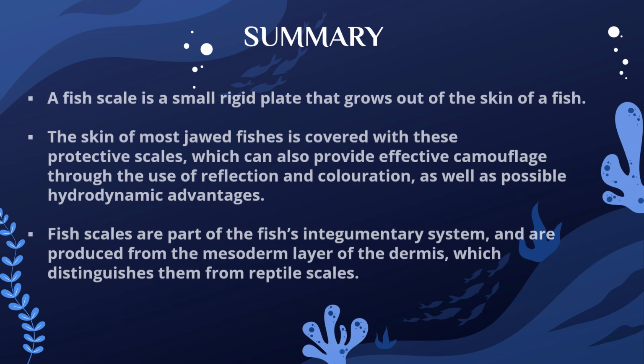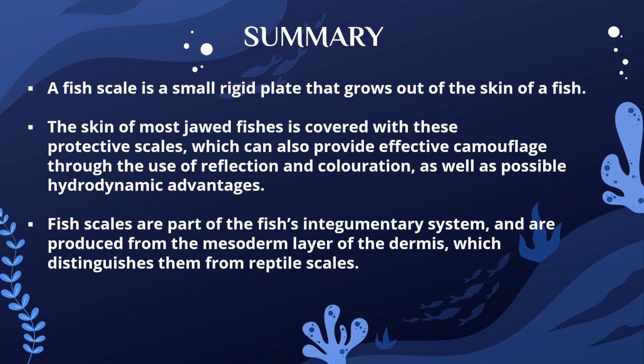In summary, a fish scale is a small rigid plate that grows out of the skin of a fish. The skin of most jawed fishes is covered with these protective scales, which can also provide effective camouflage through the use of reflection and coloration, as well as possible hydrodynamic advantages. Fish scales are part of the fish integumentary system and are produced from the mesoderm layer of the dermis, which distinguishes them from reptile scales.